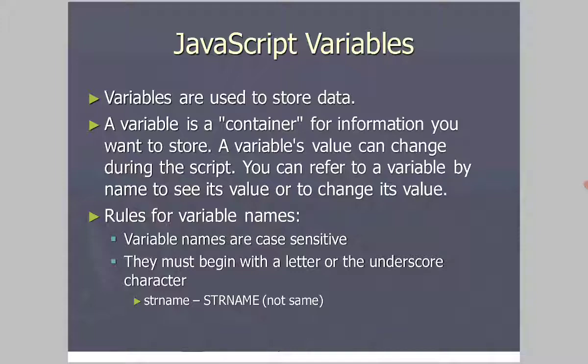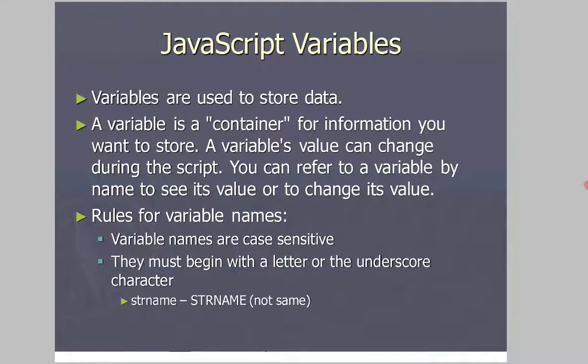Rules for variable names. Variable names are case sensitive. They must begin with a letter or the underscore character. So what are variable names? These are generally used to store some data or information, or used to change the data or information. A variable is a container for information you want to store. A variable's value can change during the script. You can refer to a variable by name to see its value or change its value.